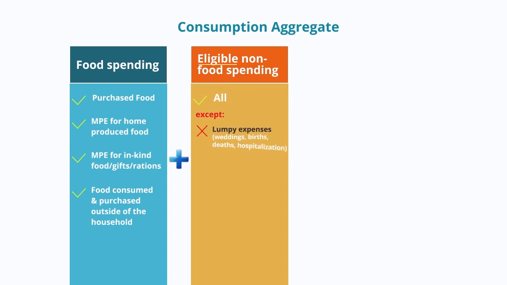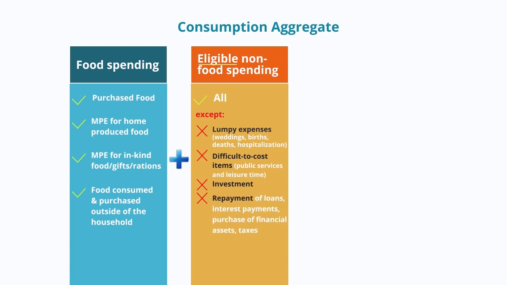We exclude lumpy expenditures. These are large but infrequent purchases, such as weddings, births, deaths, hospitalizations. Difficult to cost items, such as public services or leisure time. Investment and other business-related expenses, as these expenses are not about consumption, but rather about future consumption. Repayment of loans, interest payments, purchase of financial assets, and taxes for similar reasons, and transfers out of the household, including gifts, remittances, and religious contributions.